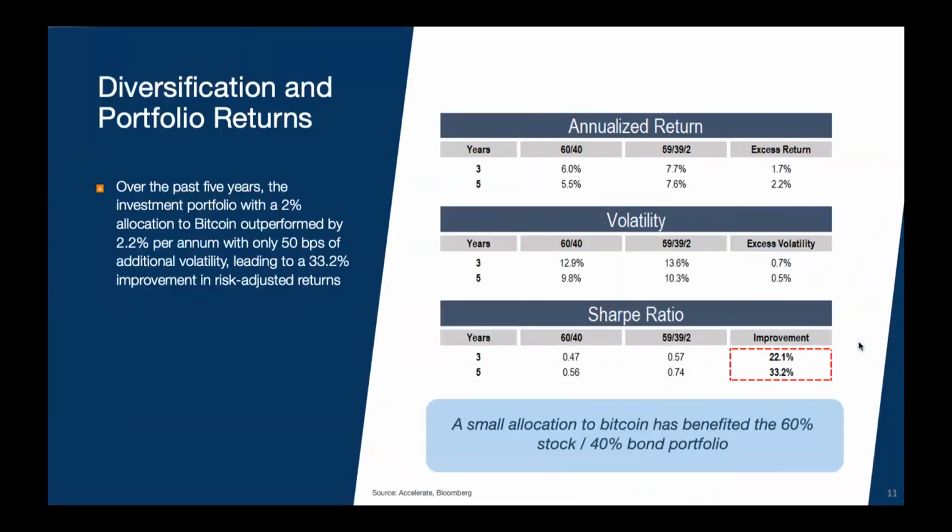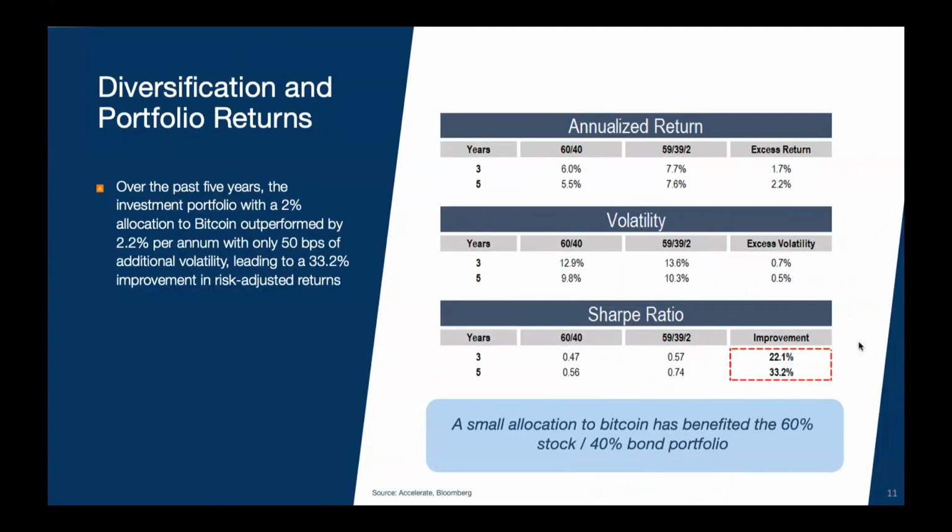So we ran a historical simulation based on the standard 60-40 portfolio. We looked at the 60-40 portfolio in terms of annualized returns and volatility, and then we made a slight modification to the traditional 60-40 portfolio. So instead of 60% equities, 40% bonds, we did it 59, 32, and 2.